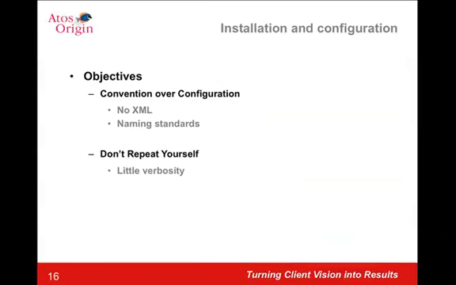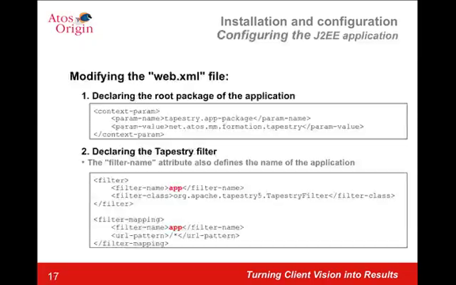The objective of Tapestry is convention over configuration. Tapestry does not use XML. Everything is made to not use XML, just Java and annotations. The second objective of Tapestry is don't repeat yourself. Your Tapestry application will be almost entirely configured in your Java classes. Only one thing has to be configured in XML. It is your servlet deployment descriptor, the web.xml file. This configuration will be nearly the same for all applications.